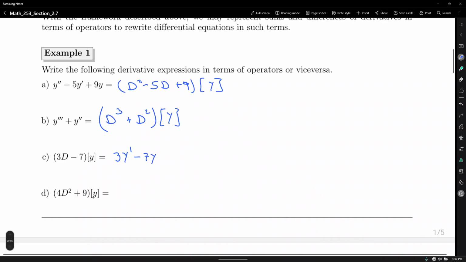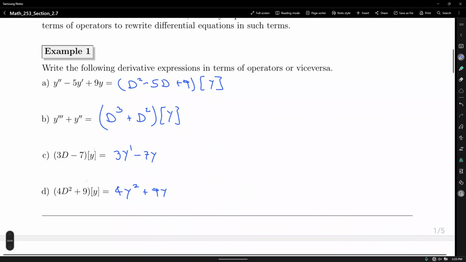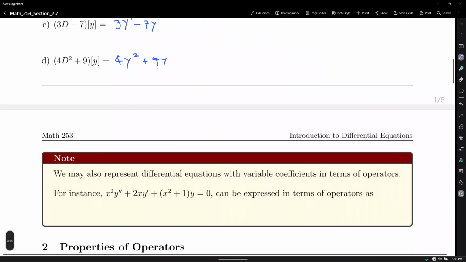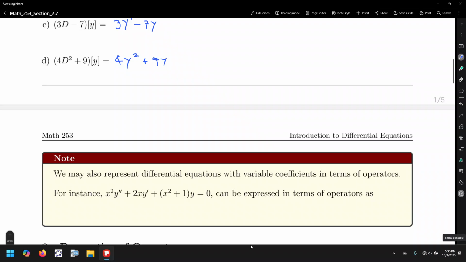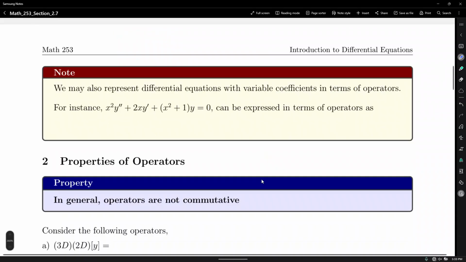All right, what's next? So 4D squared turns the y into the second derivative, plus 9y, right? So all we're doing is just going back and forth between operator and Lagrangian notation for primes. All right. Now, here is the thing. This operator notation also works when we have differential equations with variable coefficients, not only with equations limited to constant coefficients.